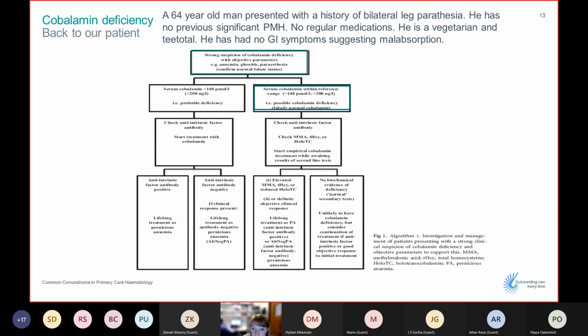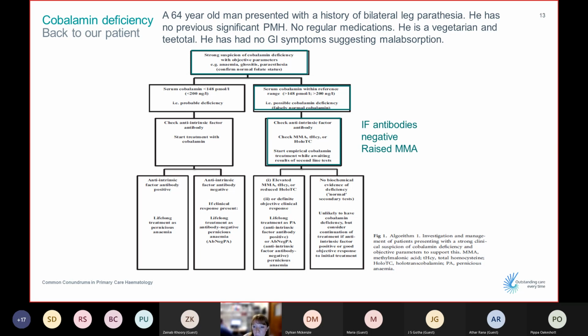However, his B12 levels were within the normal reference range, so he fits into this category here. Now, it is recommended that we check his intrinsic factor antibodies and check a second-line test to try and confirm our diagnosis, but to start empirical B12 supplementation for him while we're waiting for these second-line tests.